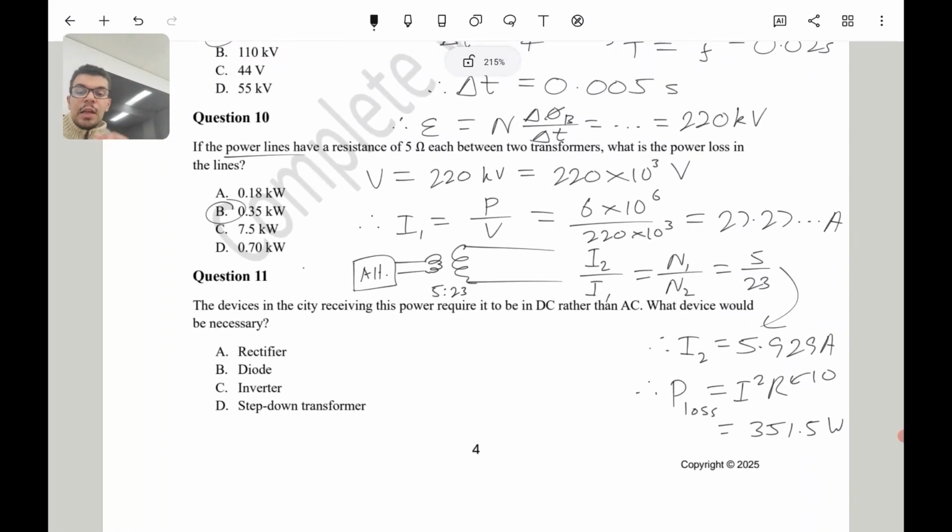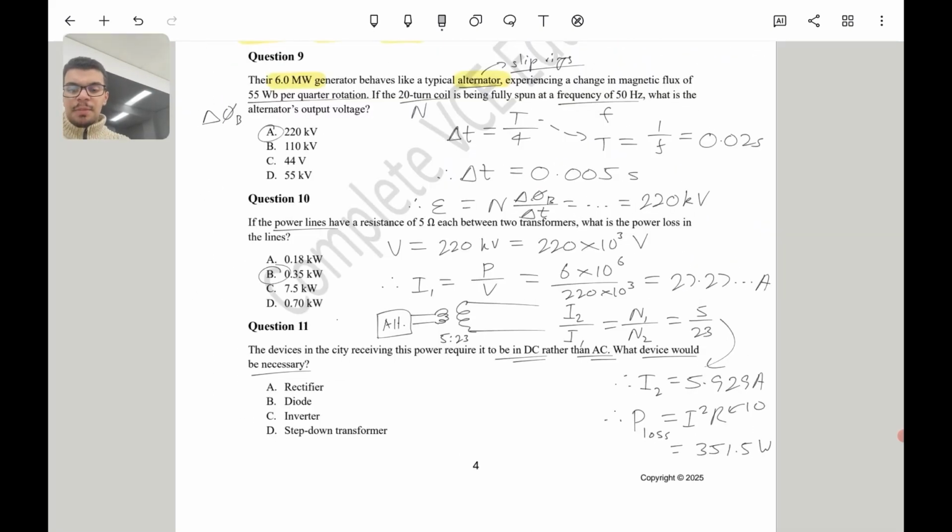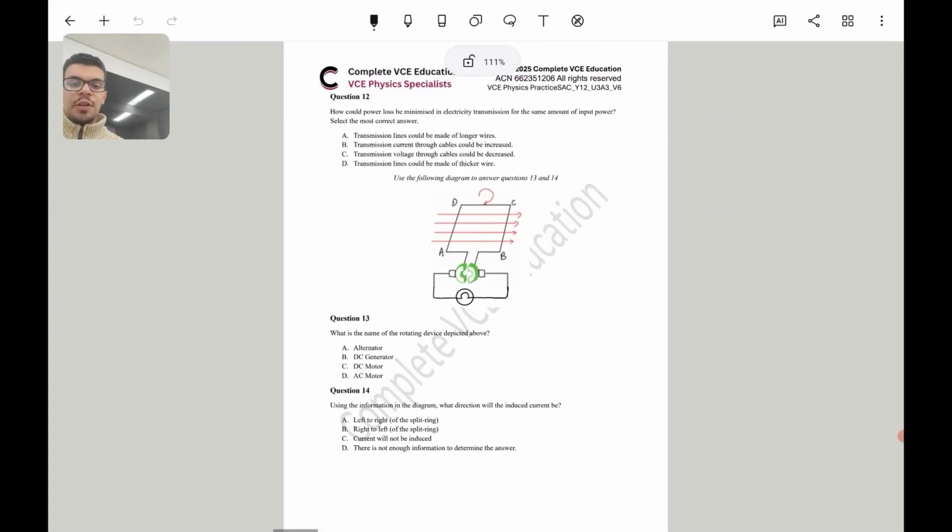Okay, perfect. All right, so question 11. The devices in the city receiving this power require it to be DC rather than AC. So for this, the answer is a rectifier. Now this is actually beyond the VCAA course, so not something they need to really focus on, but that's the answer, option A.